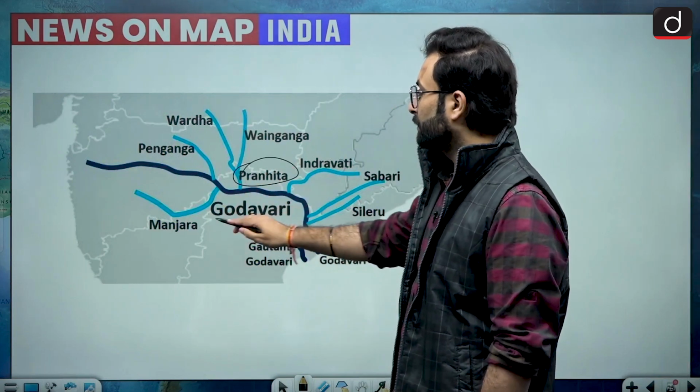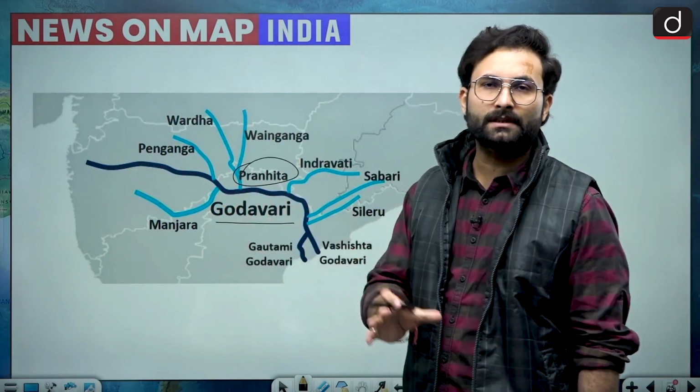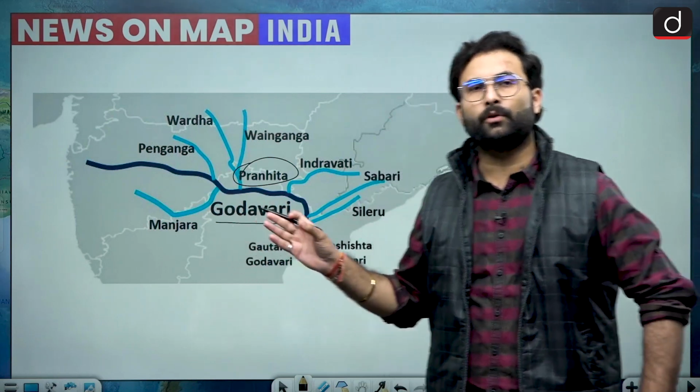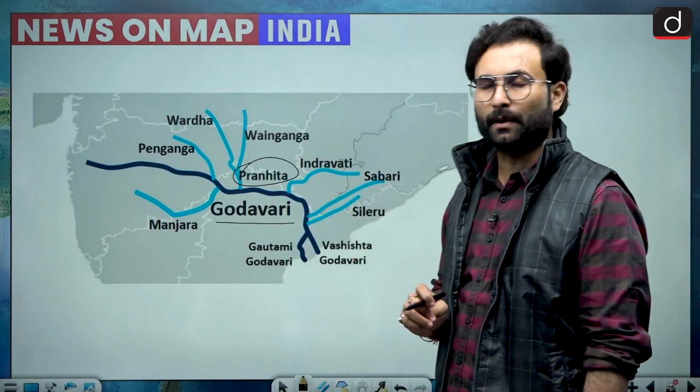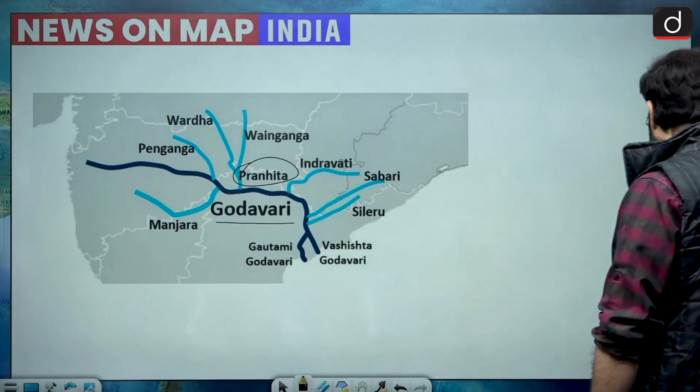Pranhita, you can see here, it is tributary of Godavari river, and Godavari river is the peninsular river, and that is not flowing nearby West Bengal area. So that would be incorrect option.